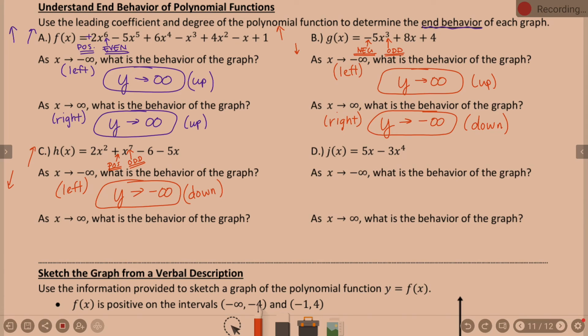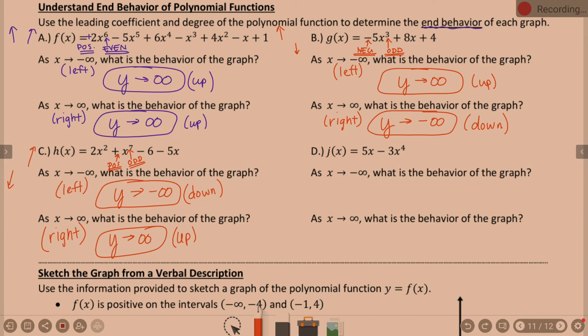As x approaches positive infinity, what am I asking you? As we go to the right, where's my graph going? Going up. It's going up, and so my y values are approaching positive infinity. This is easy.